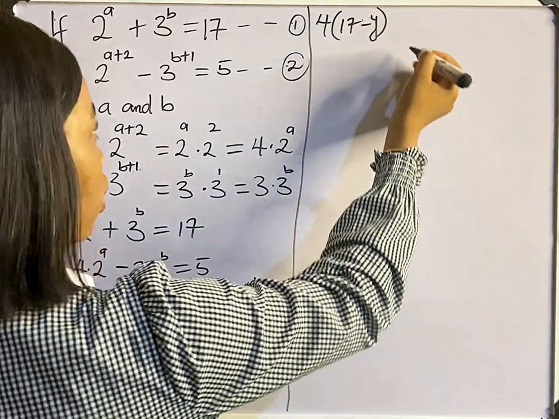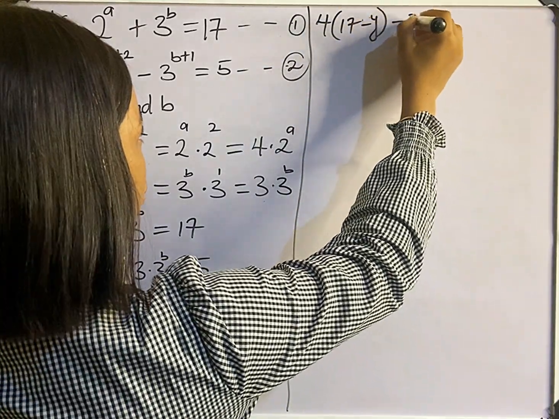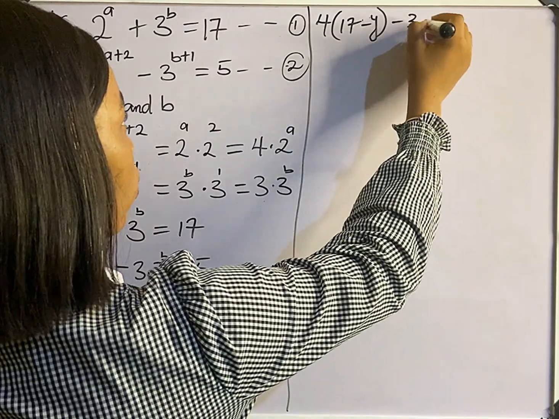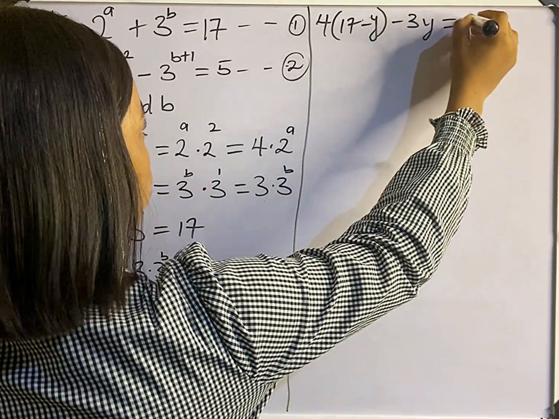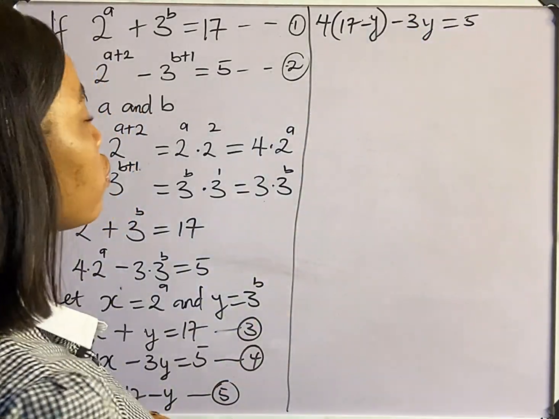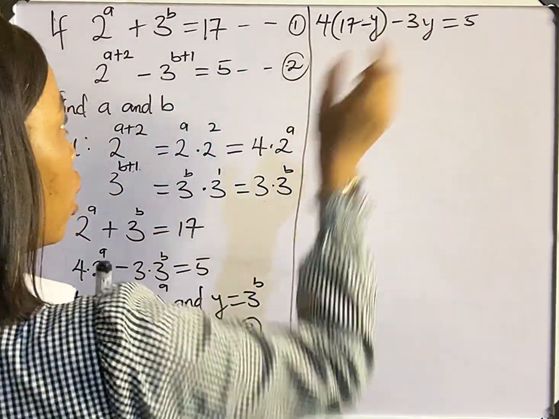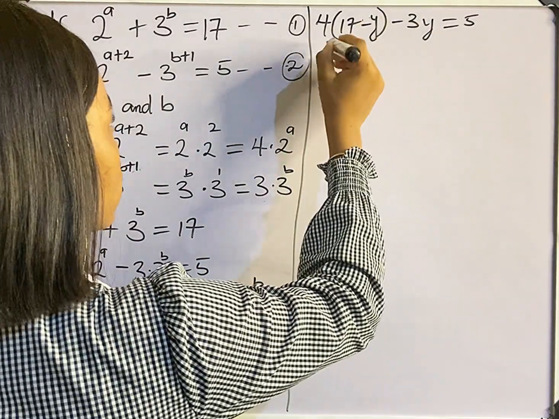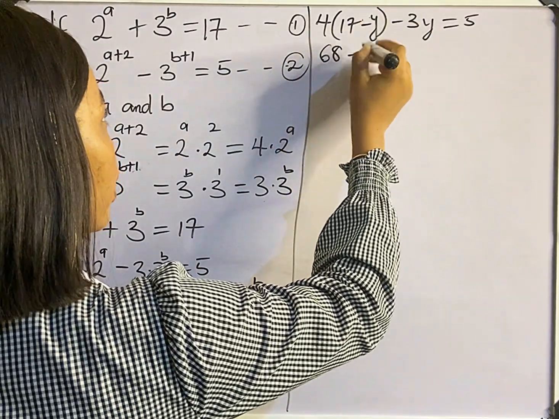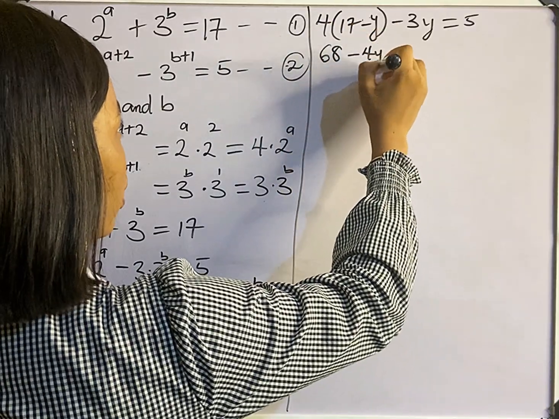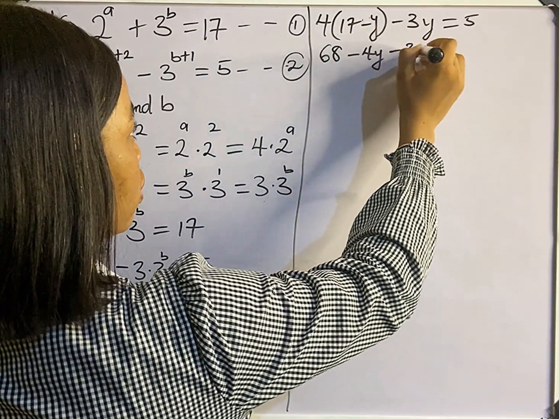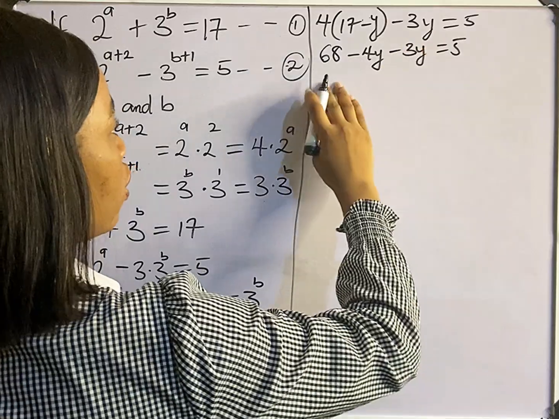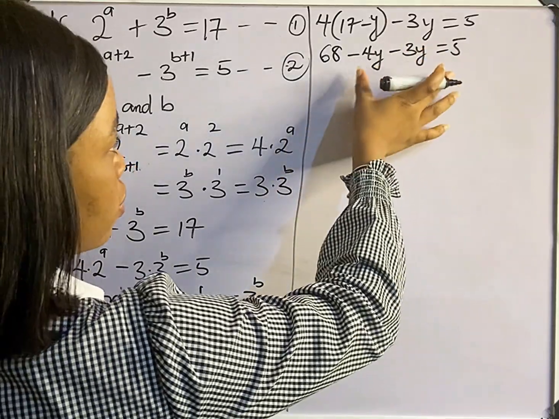It's minus 3y equals 5. So from here we solve. Now we clear the brackets. So we have 4 times 17, that's 68, minus 4 times y, that's 4y. Then we have minus 3y equals 5. Now we collect like terms and simplify.